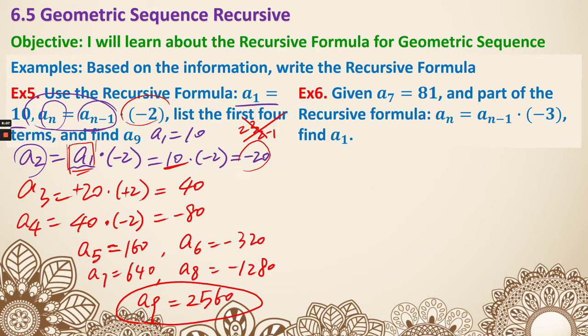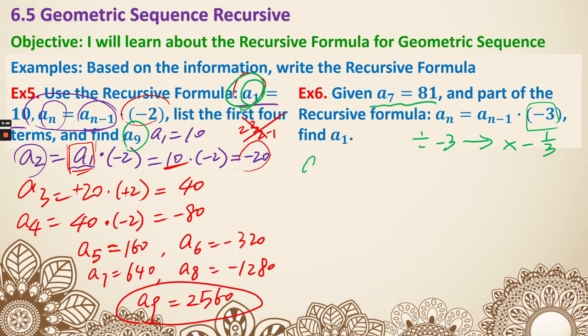Next, example 6. So we look at example 5 and example 6. In example 5, you are given a sub 1 and you're being asked to find a sub 9, which means you're moving forward to find the latter terms. Instead, for example 6, you are given a latter term and you're trying to go backwards to find a sub 1, which means you can't use the recursive formula directly. If you are going backwards, that basically means you are dividing by a negative 3. But since the formula is multiplication, we're going to keep multiplication, which is the same as multiplying by a negative 1/3, the reciprocal, when you flip the fraction.